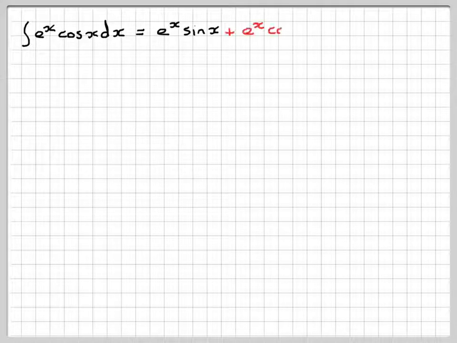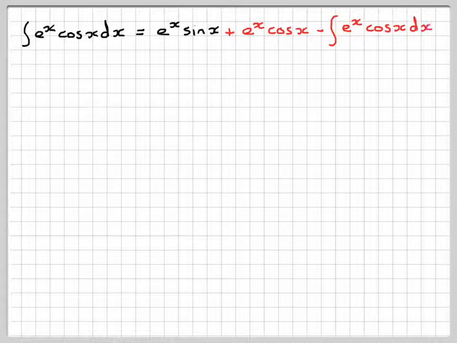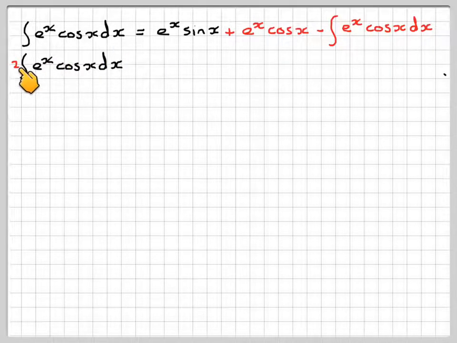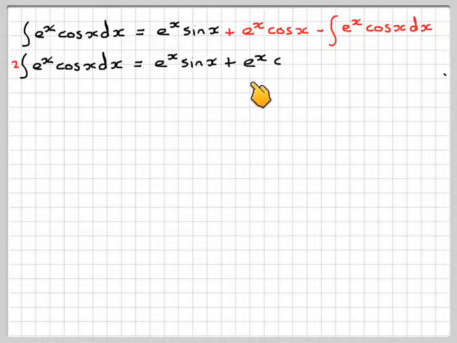So just writing that out again. Now we're going to do something a little bit crafty. What we're going to do is take this and make them 2 times the integral of e to the x cos x dx, and that's now e to the x sin x plus e to the x cos x plus c.